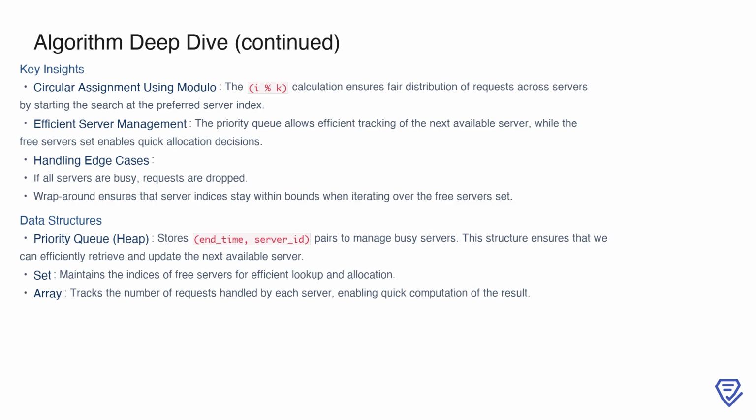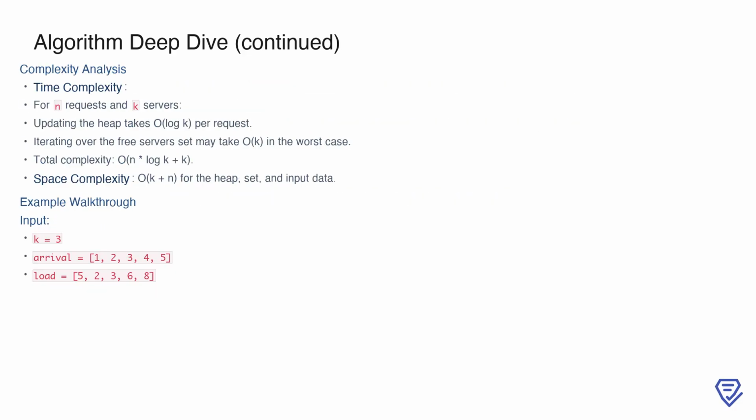Meanwhile, the free servers set enables quick decisions about which server can handle a request. For edge cases, our algorithm gracefully handles scenarios like all servers being busy, where requests are simply dropped. Together, these insights combine to create an efficient and scalable solution. The choice of data structures, priority queue, set, and array, ensures that we maintain optimal performance while effectively managing server states and load distribution. Now, let's analyze the algorithm's complexity.